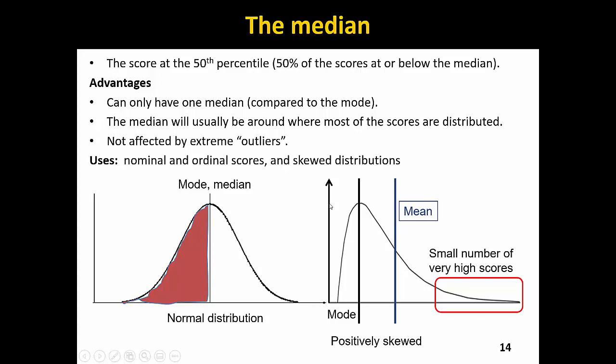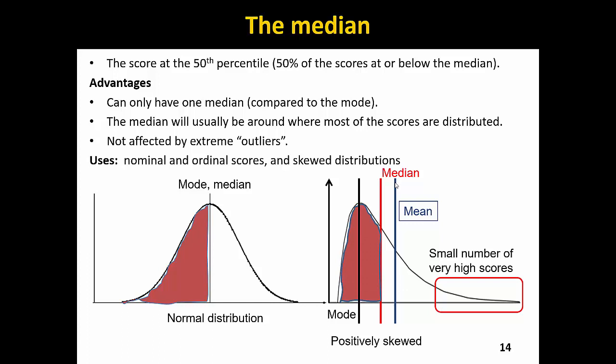The mean will reside closer to the tail, hence the term positively skewed. The very small number of high scores will skew the mean in the positive direction. Meanwhile, the median will not be sensitive to those handful of very high scores and will reside somewhere between the mode and the mean in any skewed distribution.